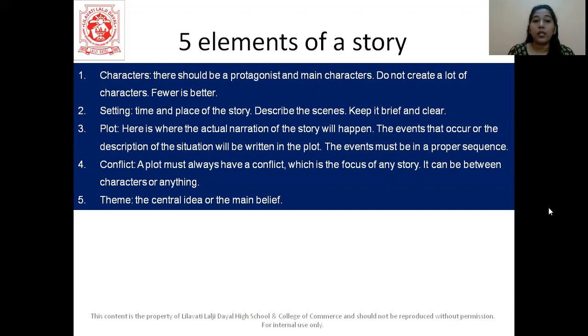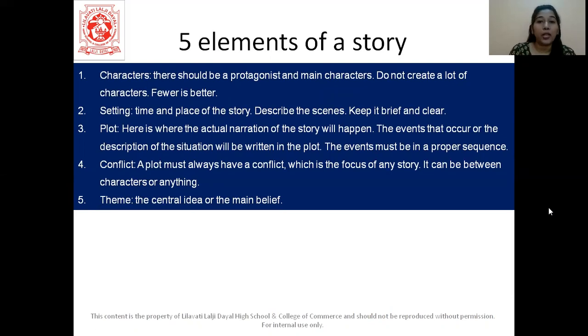Then second thing is the setting of your story. So the time and place of the story, you have to describe the scene and you should keep it brief and very clear. Like your locality, which place you're talking about, what time it is, you have to talk about the entire setting of the story.